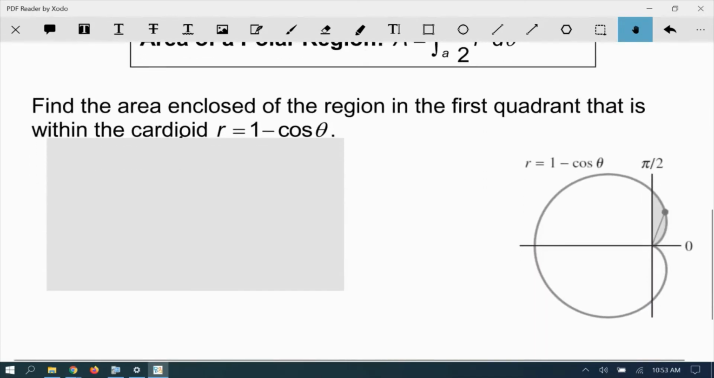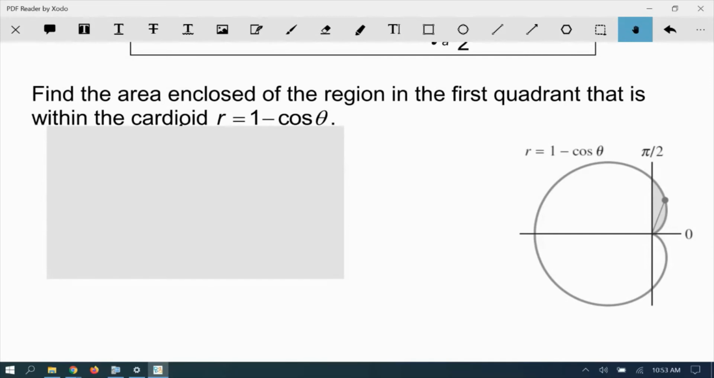Okay, so here's an example I want you to try. It says, find the area enclosed of the region in the first quadrant that is within the cardioid, r is equal to 1 minus cosine theta. So pause the video, set it up, and try to solve it out. If you get an integral that's messy, just go ahead and plug it into the calculator and get your solution from there.